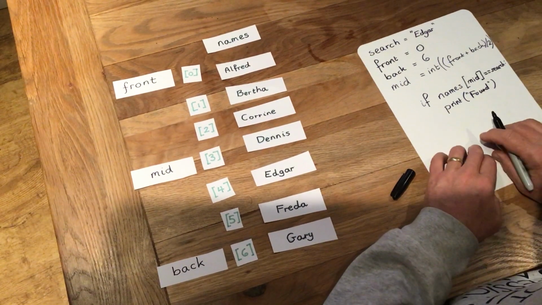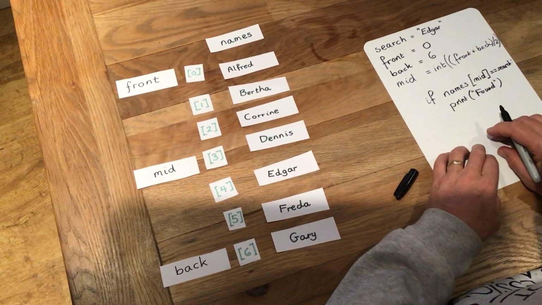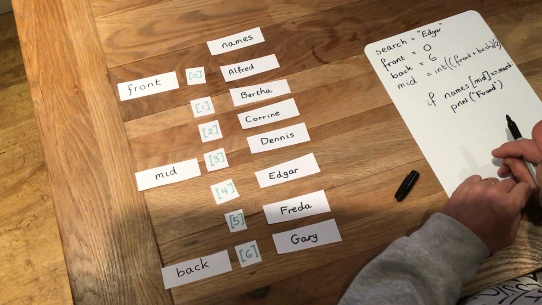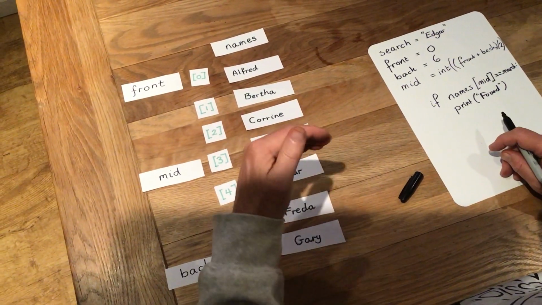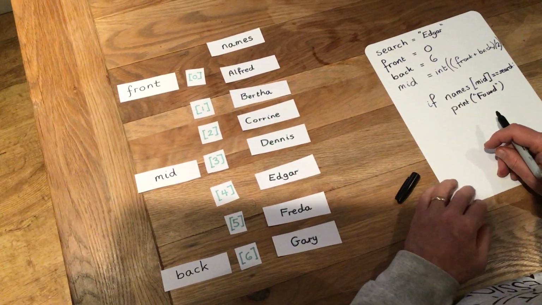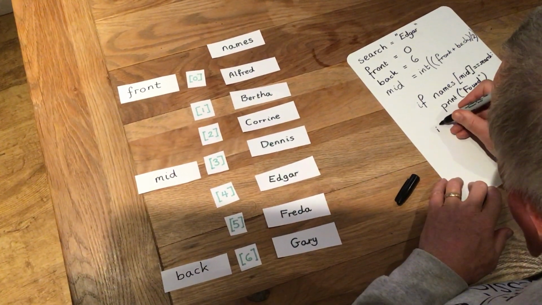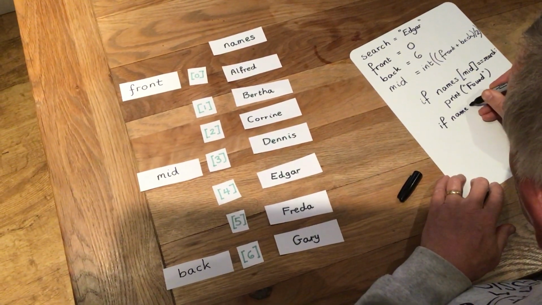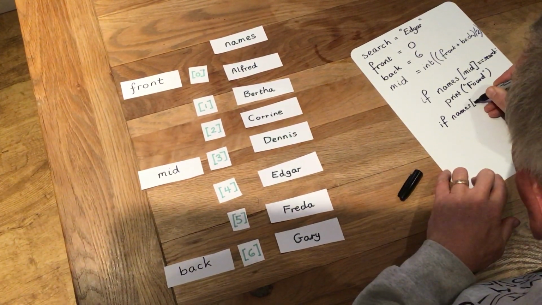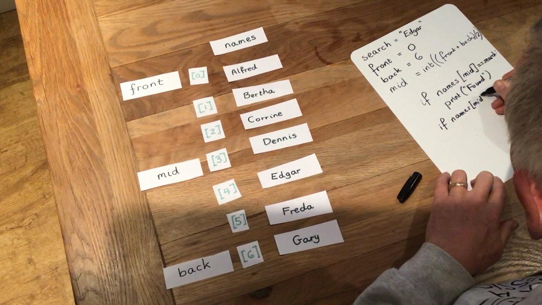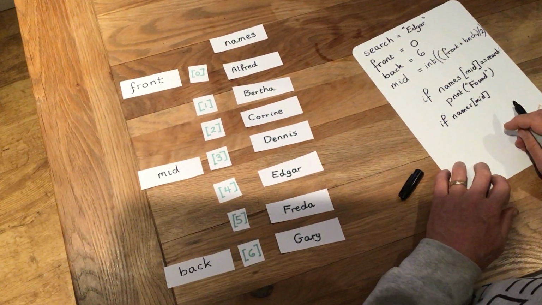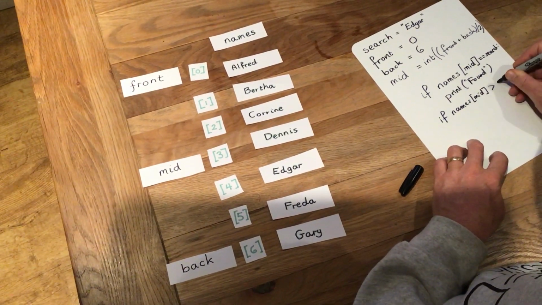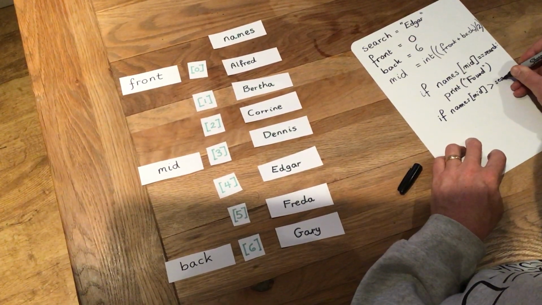But what are we going to do if it's not? Well, there are 2 positions we can take. It's either bigger or it's smaller. So let's take both of those situations. So if names mid, so whatever the name is at that position mid, is bigger than search.